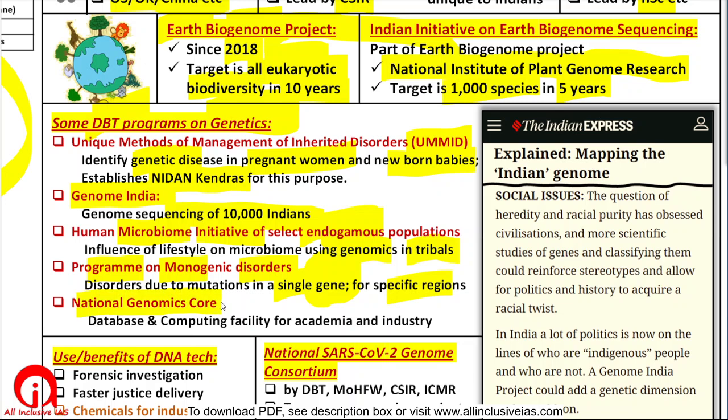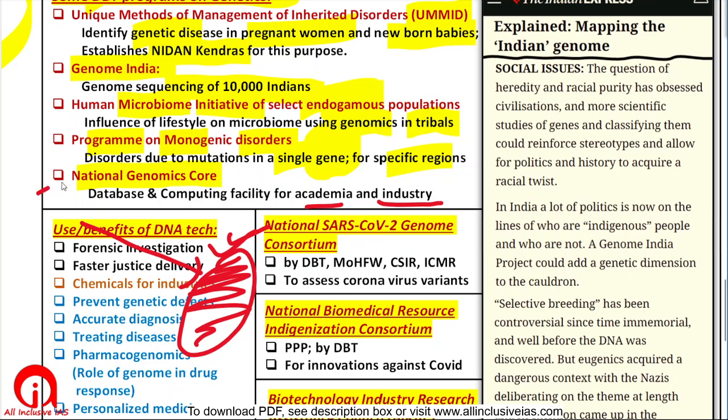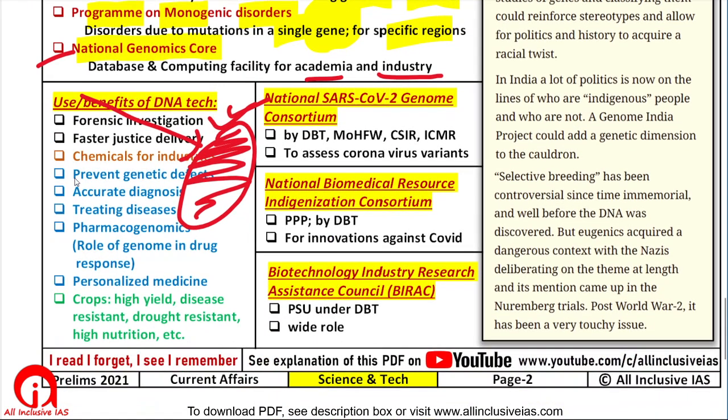National Genomics Core. The government has created a central facility where a lot of databases on genetics are available, and it also has very powerful computers. So different universities and companies can use this database and these computers to do research and development into the study of genomics. So that is the National Genomics Core.